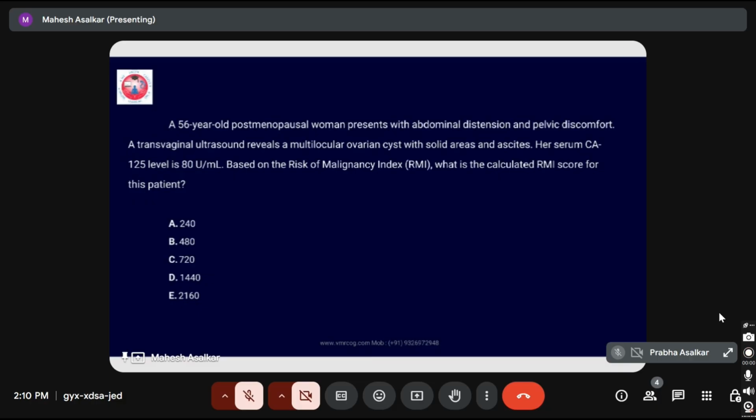Sir, since she is postmenopausal, score will be 3. So, 3 into the USG findings, which are suggestive of more than 3 positive findings. So, again, it will be 3. So, 3 into 3, and her CA-125 is 80. So, 9 into 80. So, 9 8s are 72, 720. Sir, option C, 720. Correct.